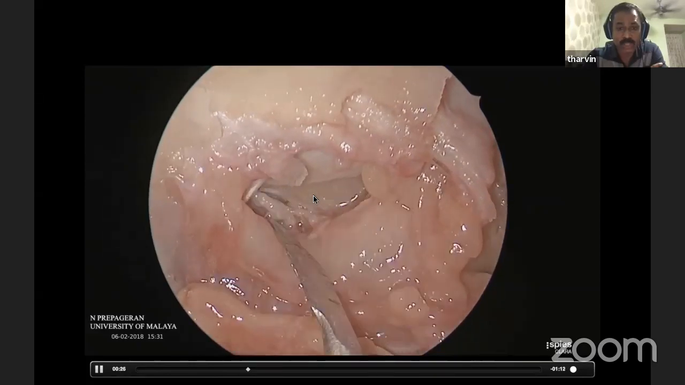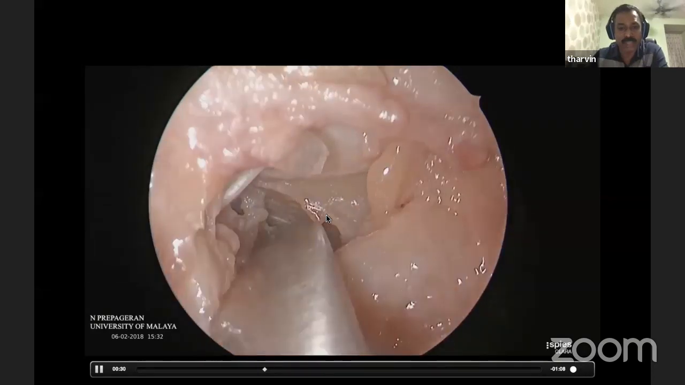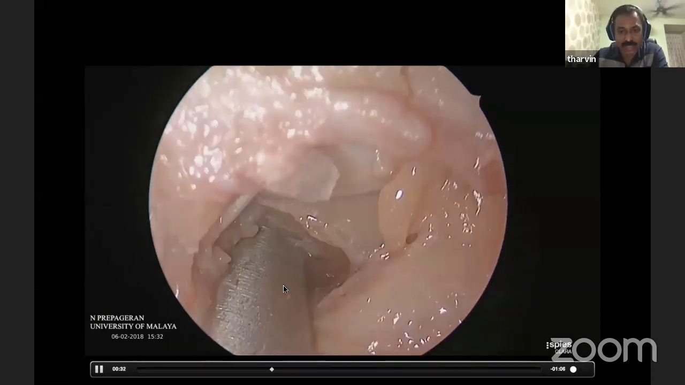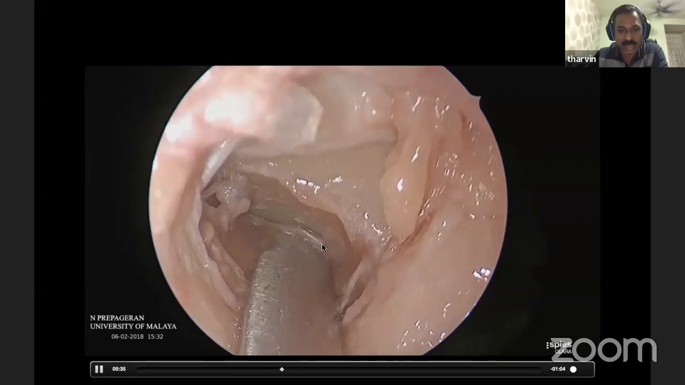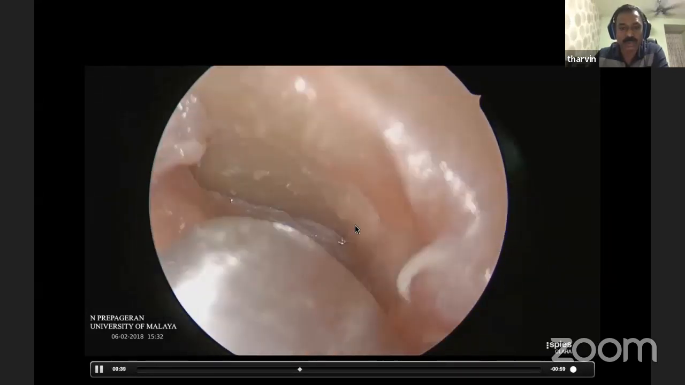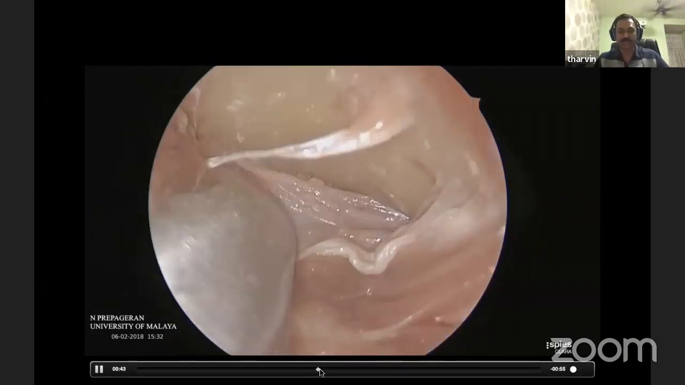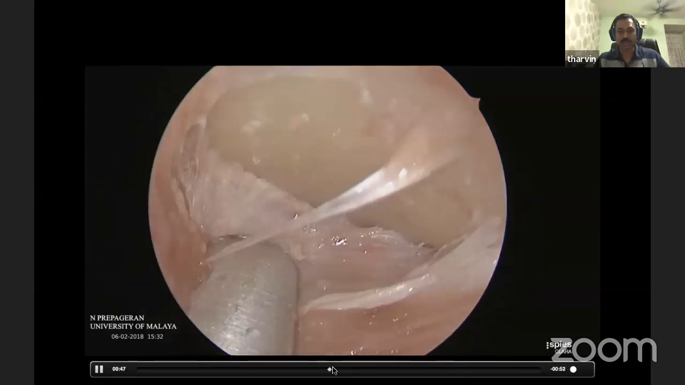We're going to use a sharp dissection of the superior head of the lateral pterygoid itself. That's the lateral pterygoid, the superior head. And as we dissect, we can already see the V3 coming into view as well. So that is the foramen ovale, and the V3 coming into view in another cadaveric specimen as well, as you can see. That's the V3, right?